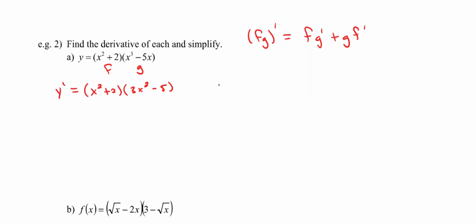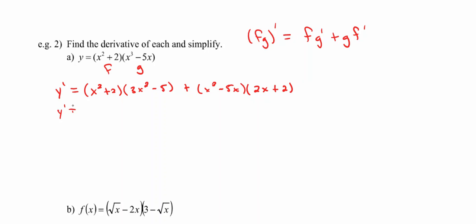So we've done the first part. And then plus, and this would be g, so x squared minus 5x, and then times the derivative of f. So that would just be 2x plus 2. Now, that is the derivative, right? If you put all that in, that would be the slope at whatever point you were looking at. But now, that's not nice to look at, is it? So we would want to expand that out.